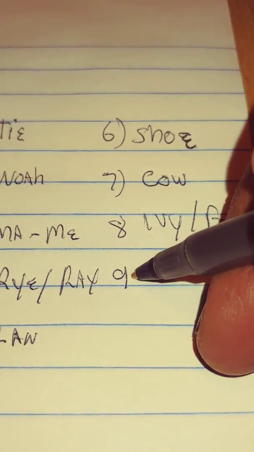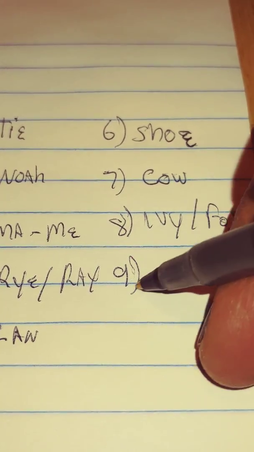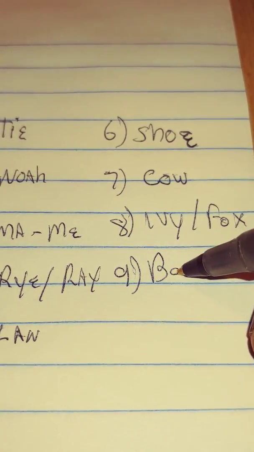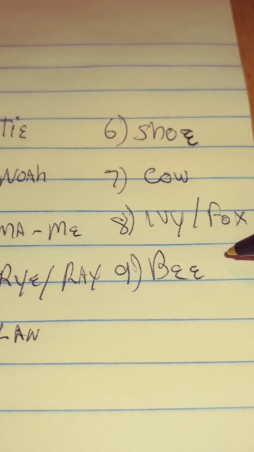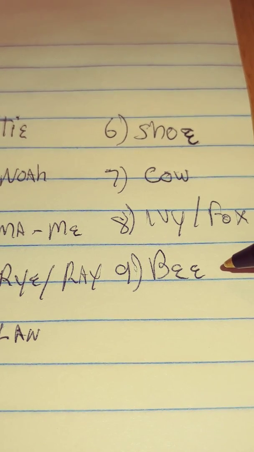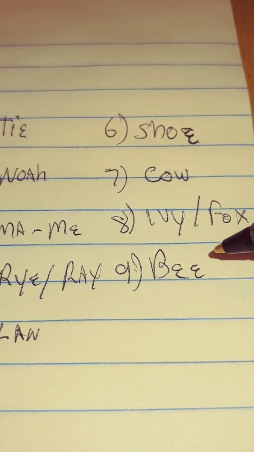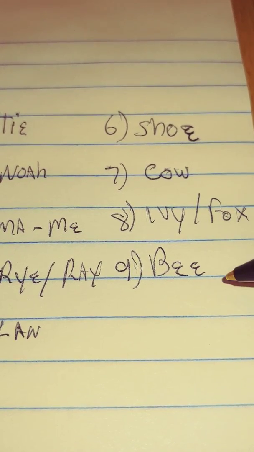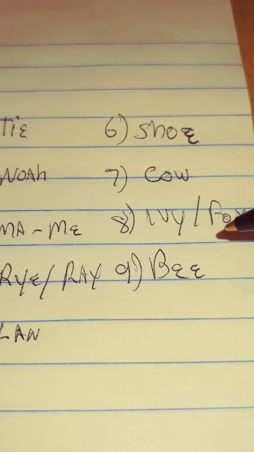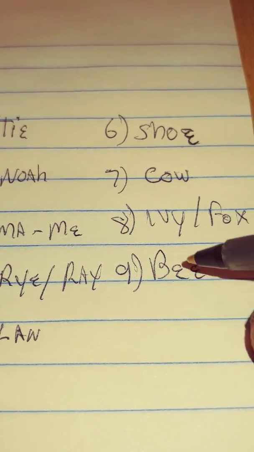Number 9 could be a B, because you're using the B sound instead of the T sound, or the P sound, excuse me. So I like to use a B. It's easy to see it with a B.